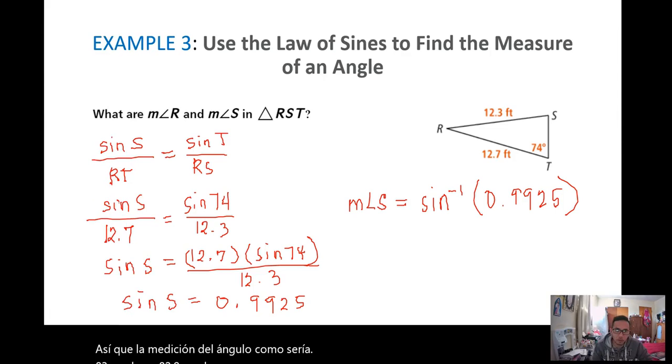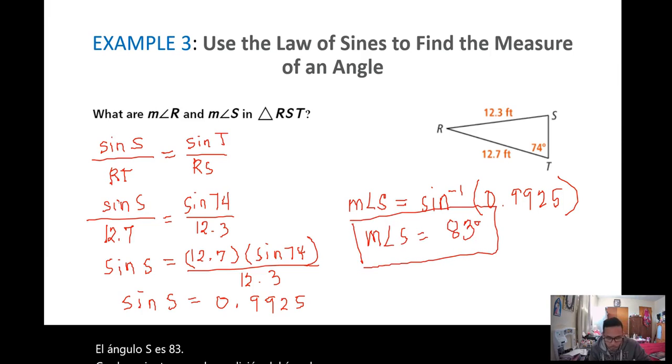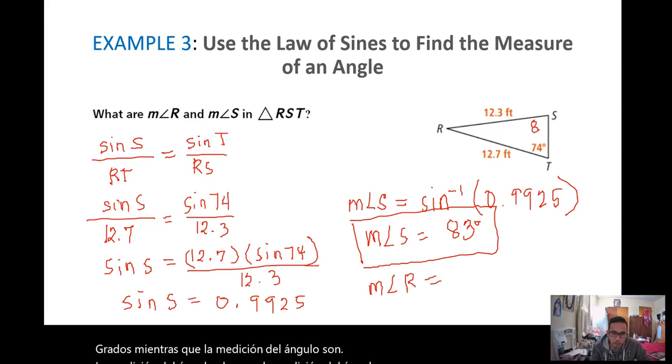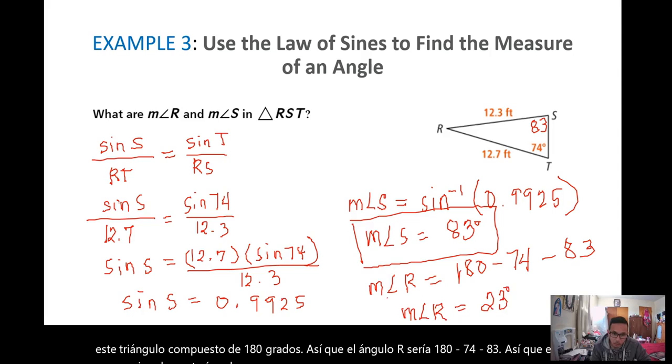So the measurement of angle S is 83 degrees. While the measurement of angle R, because this is 83, and this triangle is composed of 180 degrees, angle R would be 180 minus 74 minus 83. So that's approximately 23 degrees. There you go.